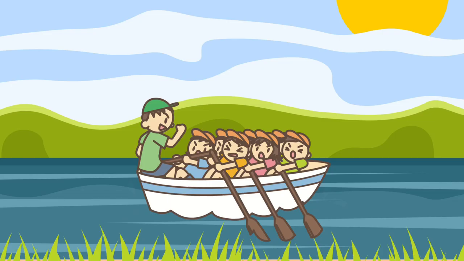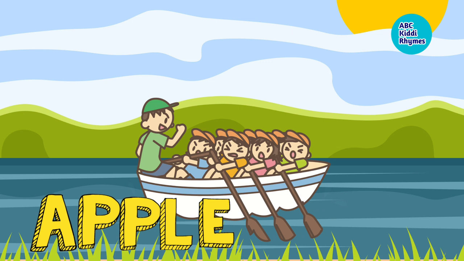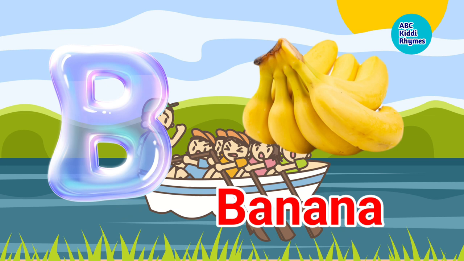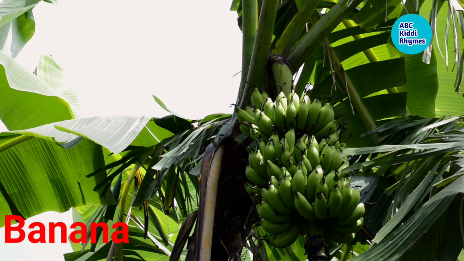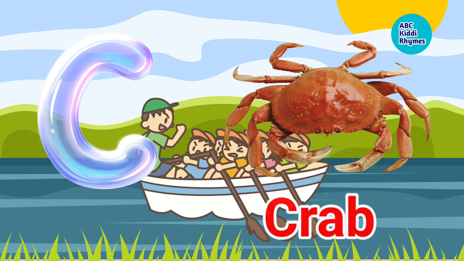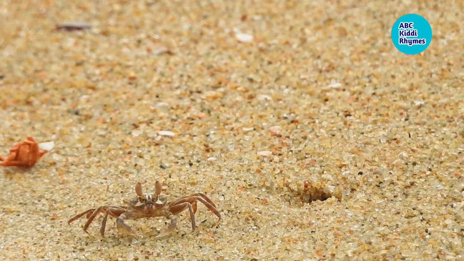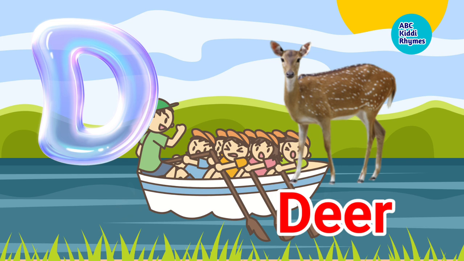A for apple. Apple means A. B for banana. Banana means kela. C for crab. Crab means kekda. D for deer. Deer means hiran.